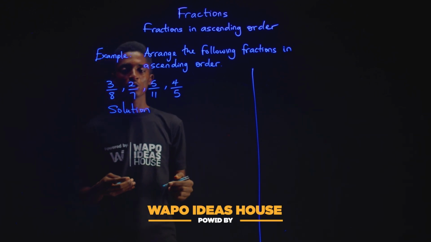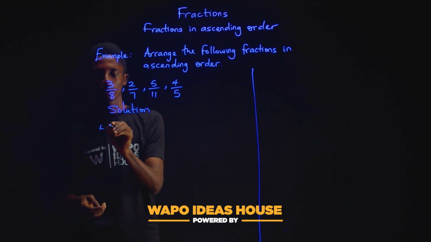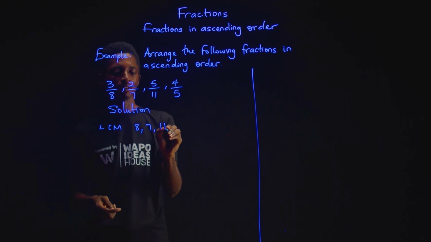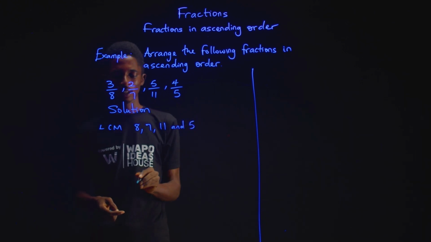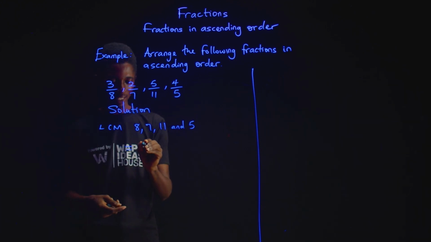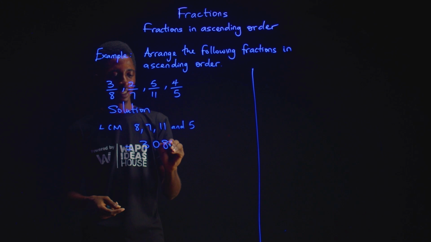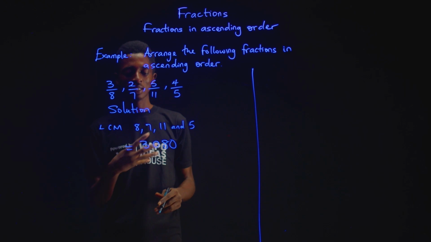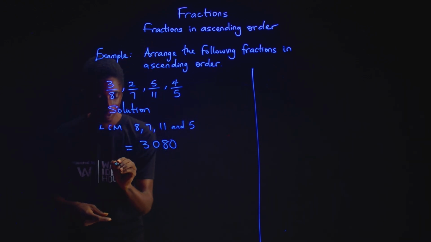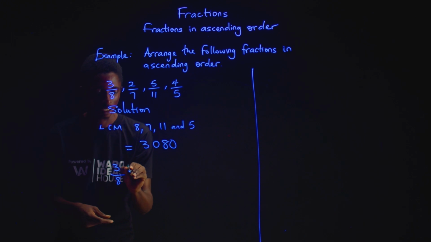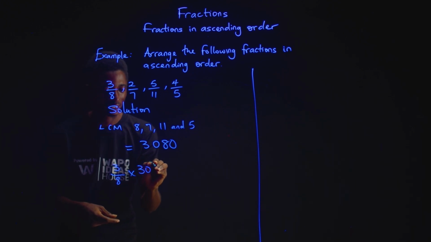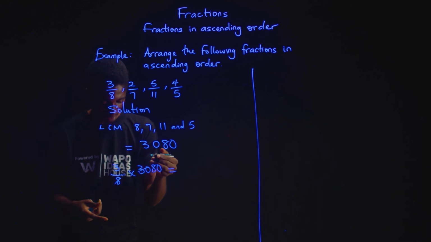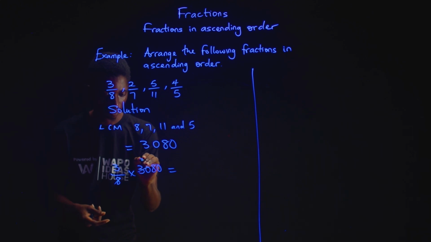Now the first step you will do is to find the LCM of 8, 7, 11, and 5. And the LCM you would get is 3080. Now you multiply these fractions by the LCM. So 3 over 8 multiplied by 3080. 8 in 30, that is 3.